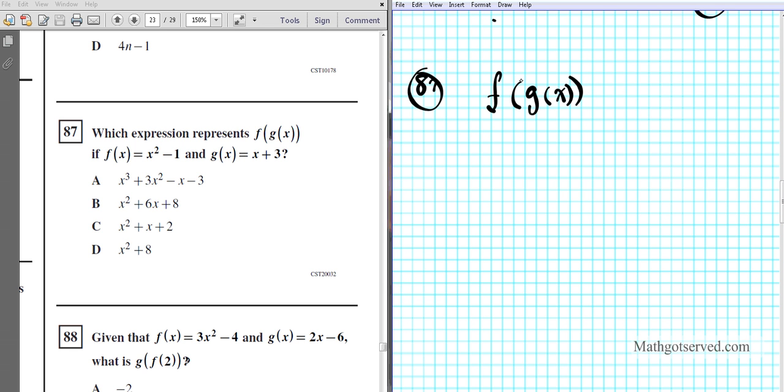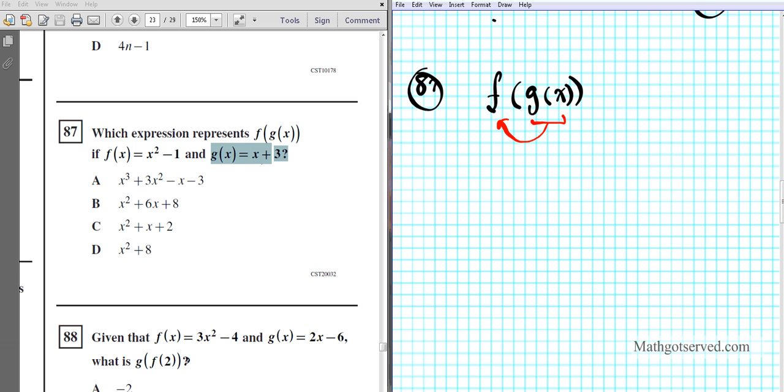This complicated symbol, what does this mean? It just simply means that wherever we have x in f, you plug in g into it. Okay, plug in g into f wherever we have the x. Or basically, wherever we have the x in f, substitute it with the value of g. Alright, so let's go ahead and do that.